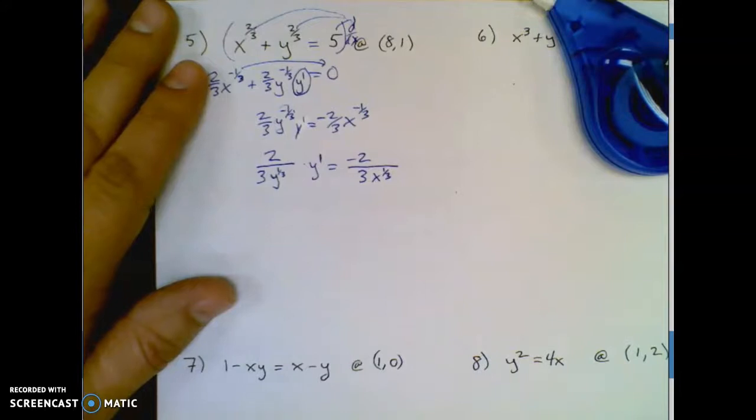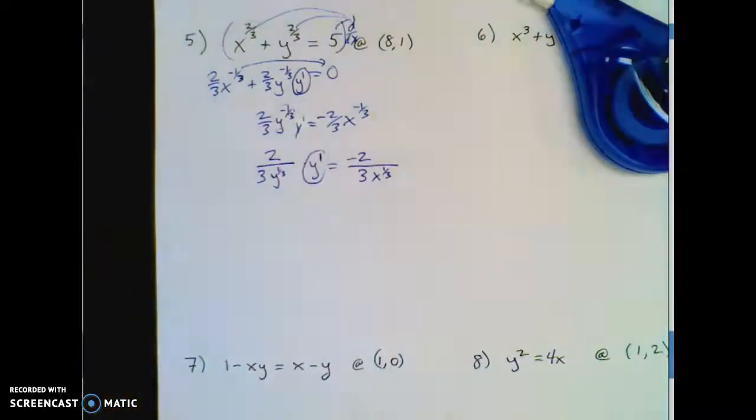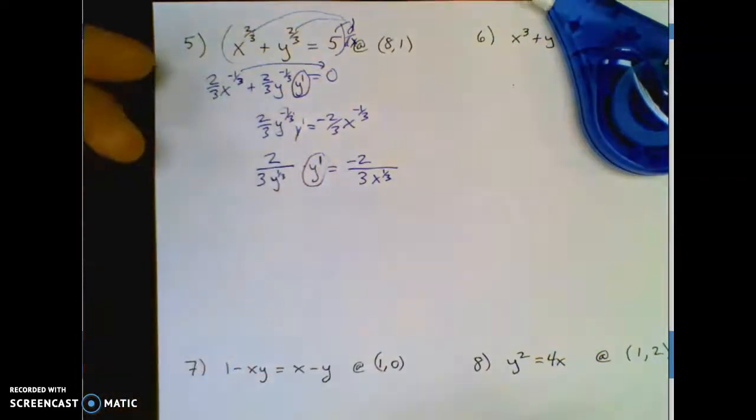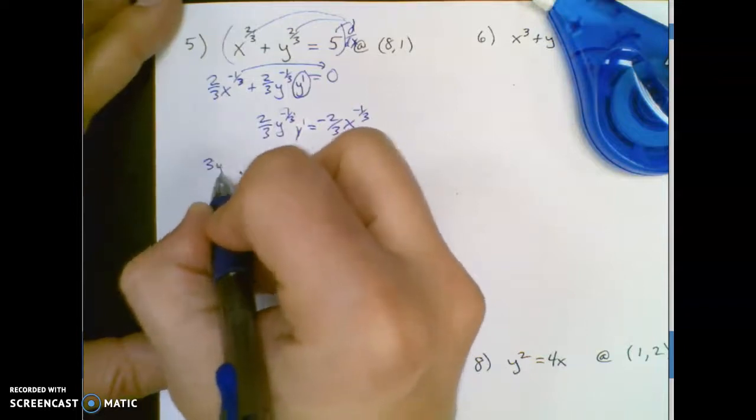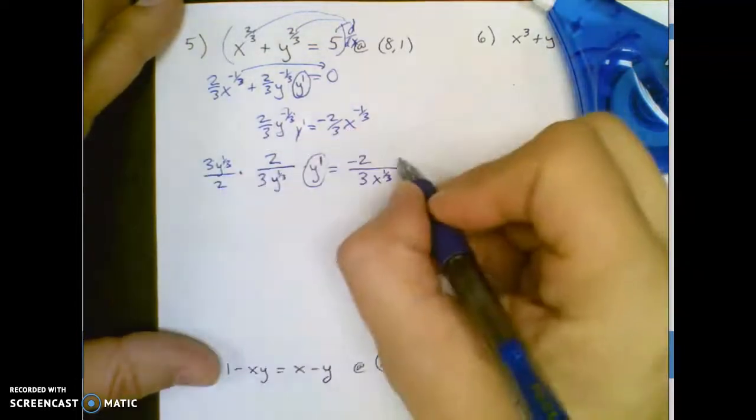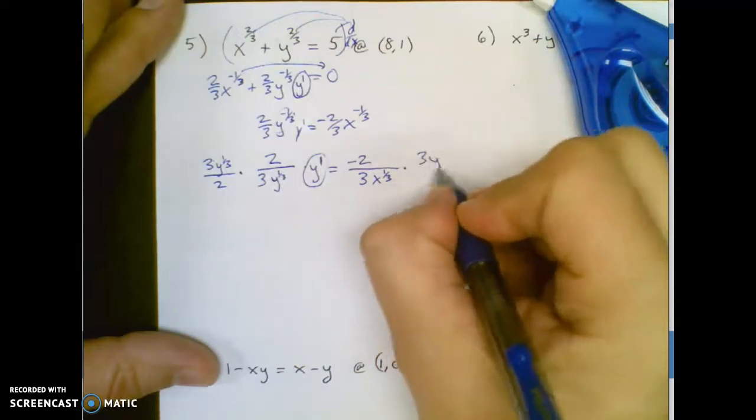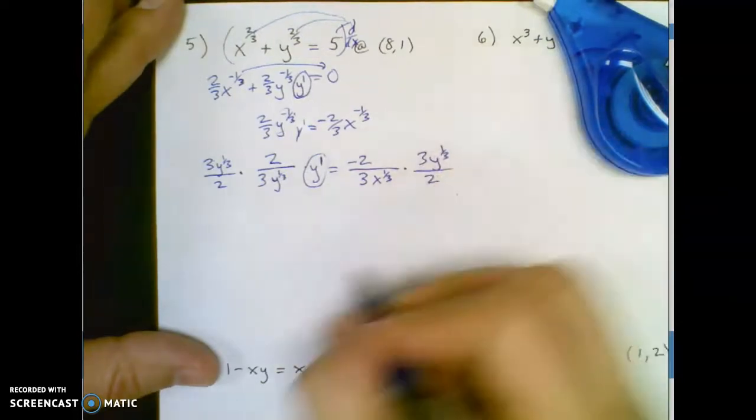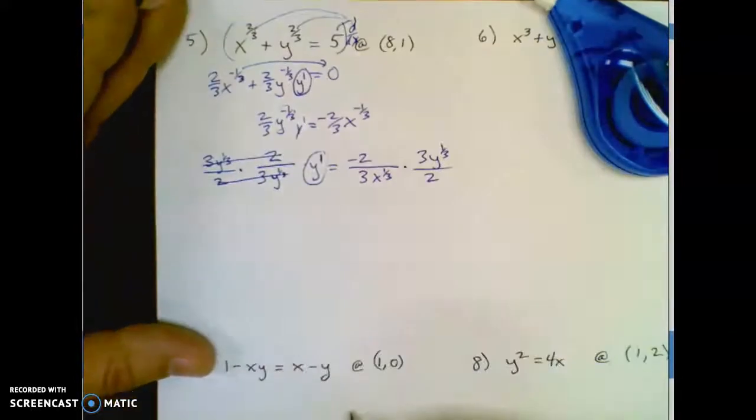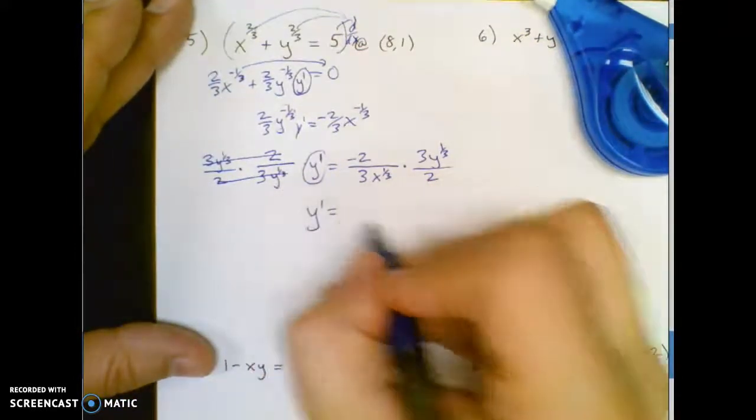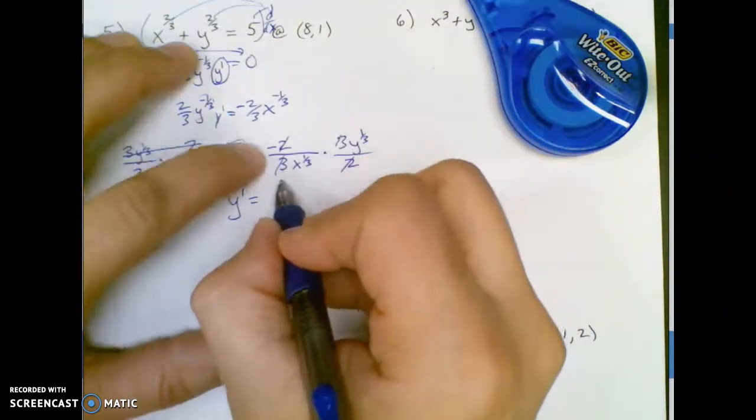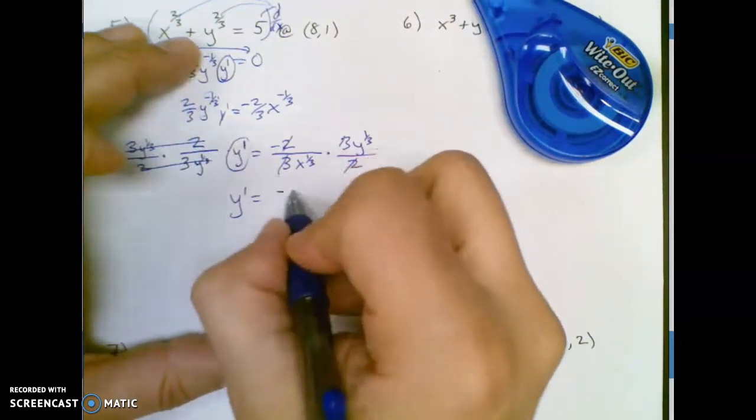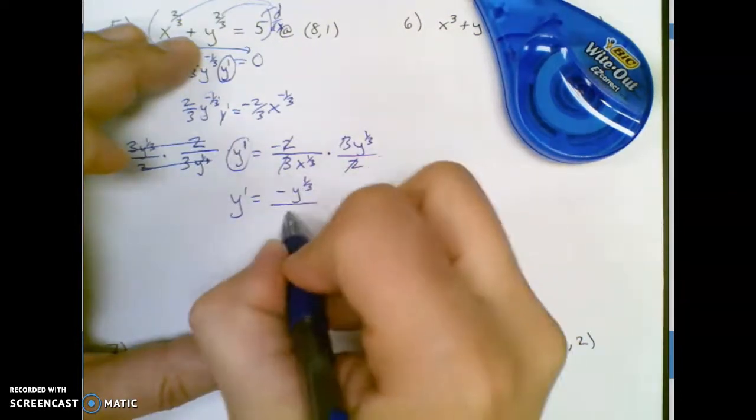Cool. Now, if my goal is to isolate this guy, the good news is if you're multiplying by a fraction, you can undo it by multiplying by its reciprocal, as long as I do it to both sides. So if I multiply this side by 3y to the 1/3 over 2, I can multiply this side by 3y to the 1/3 over 2. And these go away. That was the whole point of it. And the other side simplifies quite a bit too. The 2's cancel, the 3's cancel, and you're left with, don't lose your negative sign, negative y to the 1/3 over x to the 1/3.